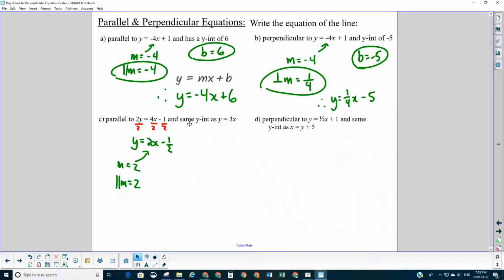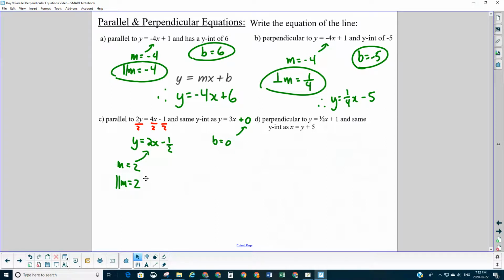Okay, our y-intercept comes from this clue. It says it's the same y-intercept as this equation. Well, this equation doesn't look very exciting. It just says y equals 3x. The y-intercept would be here, the plus b, but there isn't one there, which means it's like a plus 0. So that means that our y-intercept must just be 0. And we're getting that from this clue.